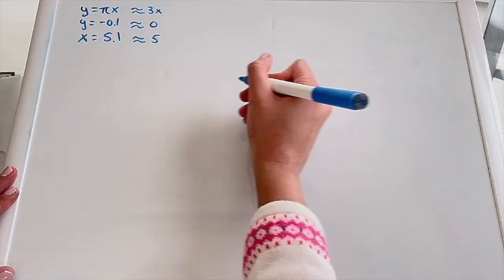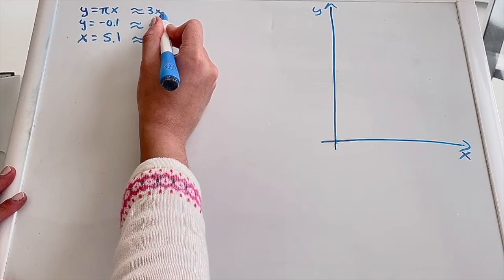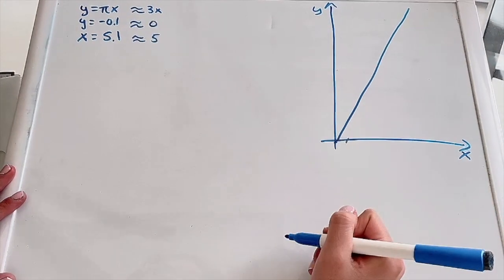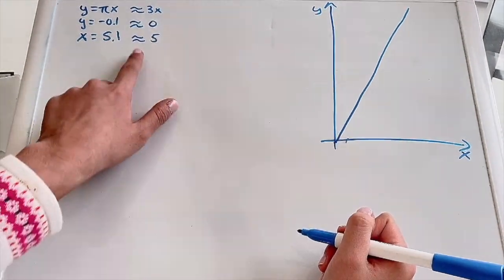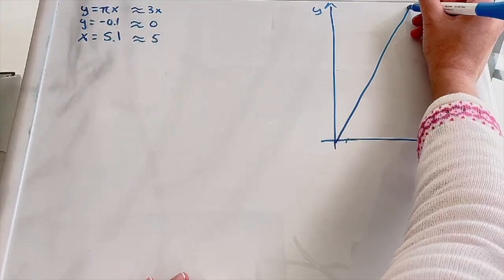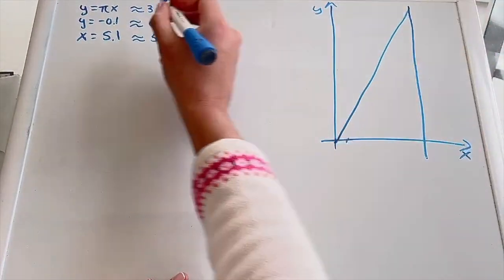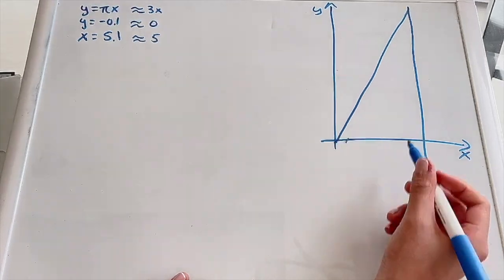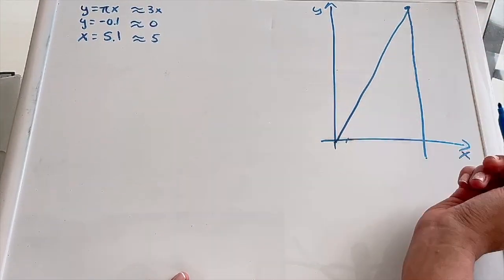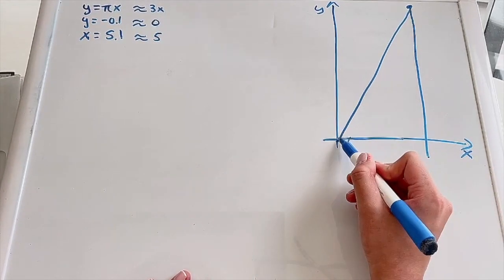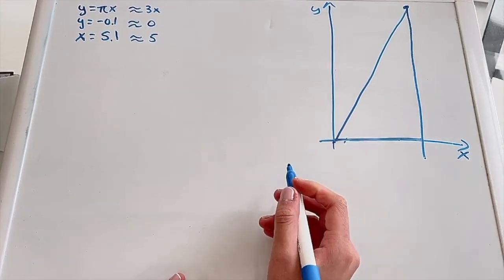Now, drawing this diagram. Since this is y equals 3x, the slope would be about 3. And since x equals 5.1, it's about x equals 5. We can see that this is the line x equals 5, and this is the y equals pi x line, and they meet at a point right here. And the bottom is about the x-axis. It's right below it, so all these points on the x-axis are in the region.